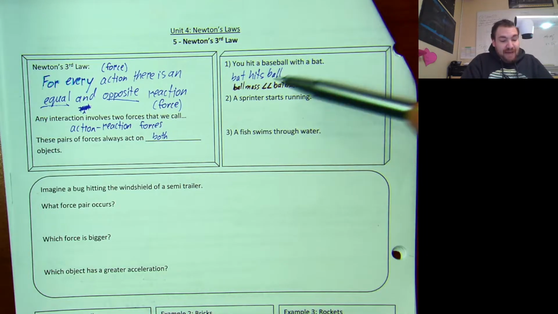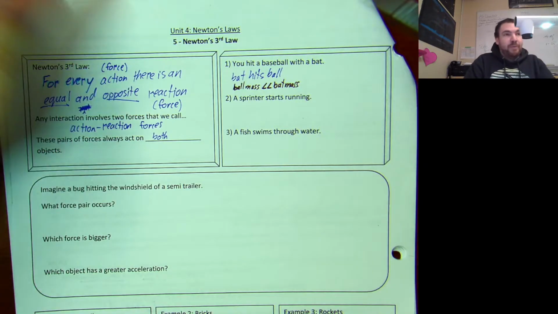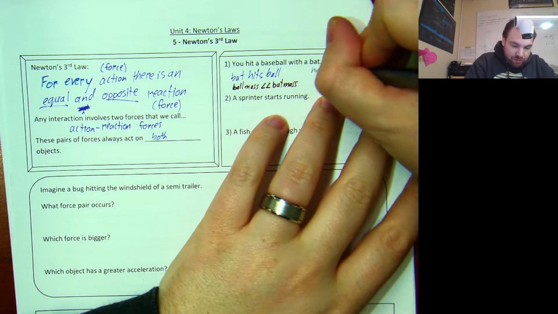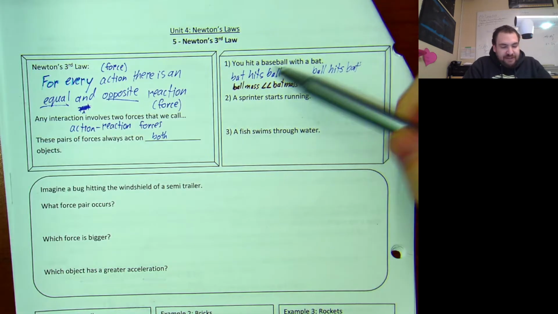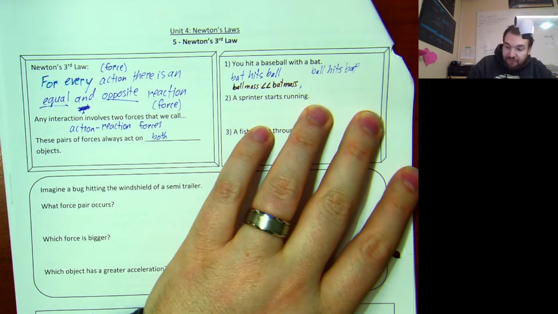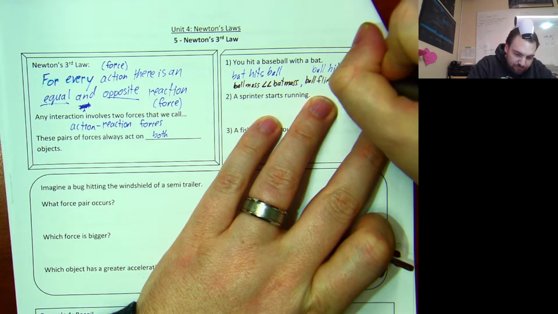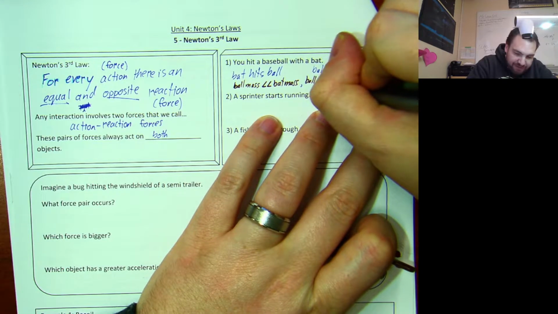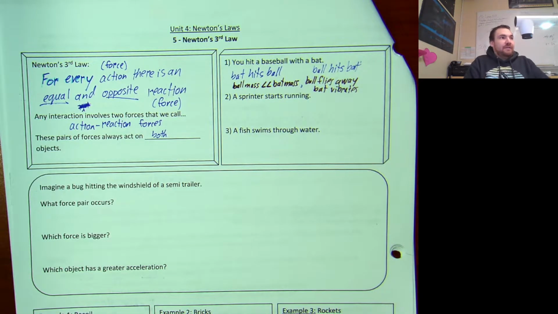So not only does the bat hit the ball and the ball goes flying, the ball also hits the bat. But because the ball's mass is much, much smaller than the bat's mass, the ball flies away. Well, the bat just vibrates. Both of those things connect with each other, and we have to acknowledge that that happens.